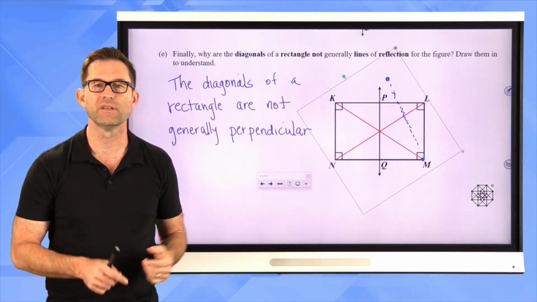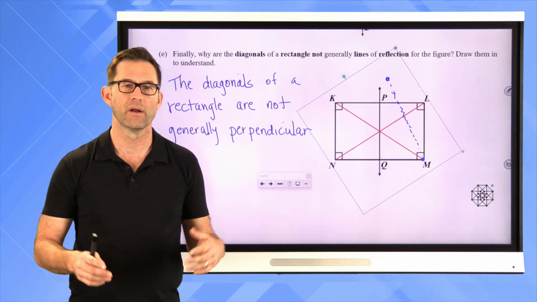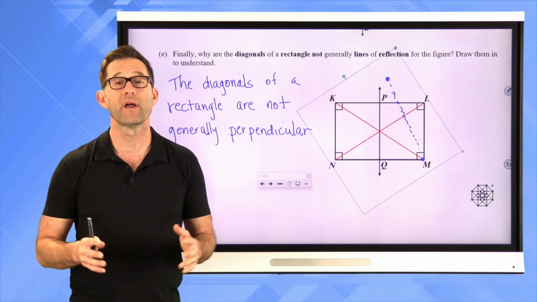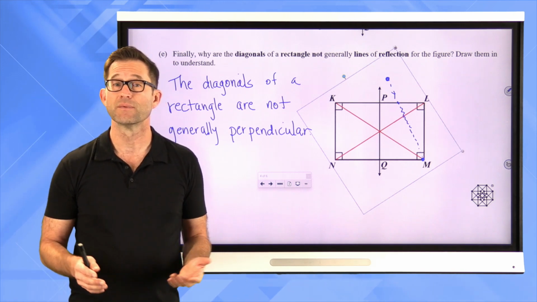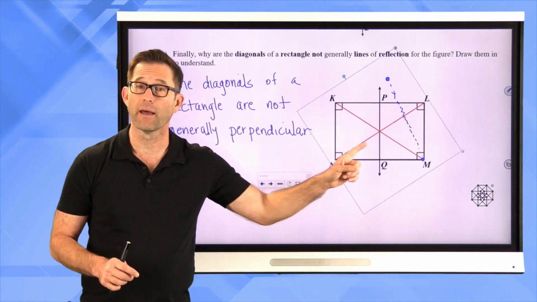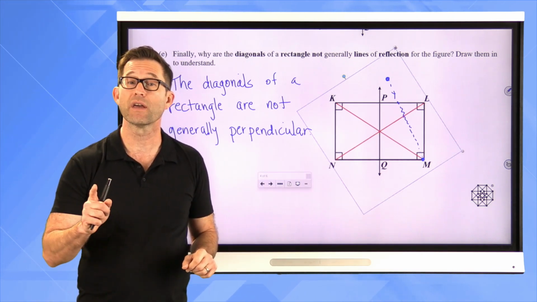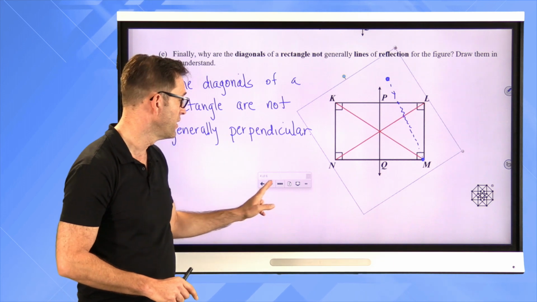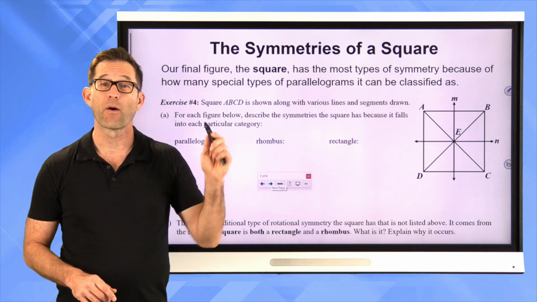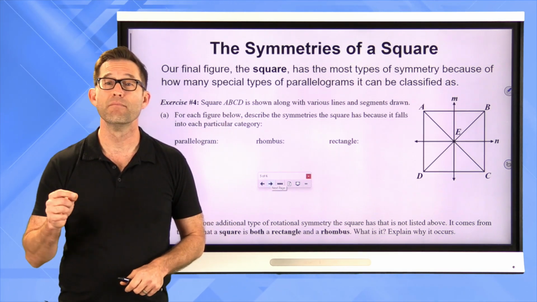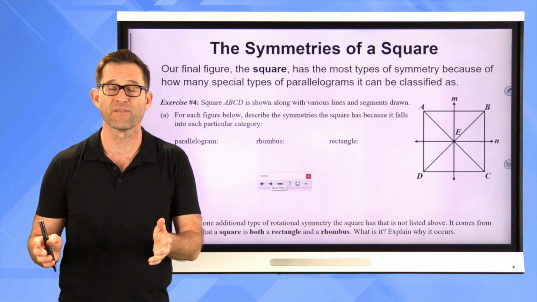because I can't actually say whether the diagonals will be lines of reflection for a rectangle. The answer to that question is sometimes, because sometimes for a rectangle, the diagonals could be perpendicular to each other, in which case they would be lines of reflective symmetry. But if that was the case, the rectangle would also be a square. Our final figure is the square, and it has the most types of symmetry because of how many special types of parallelograms it can be classified as.